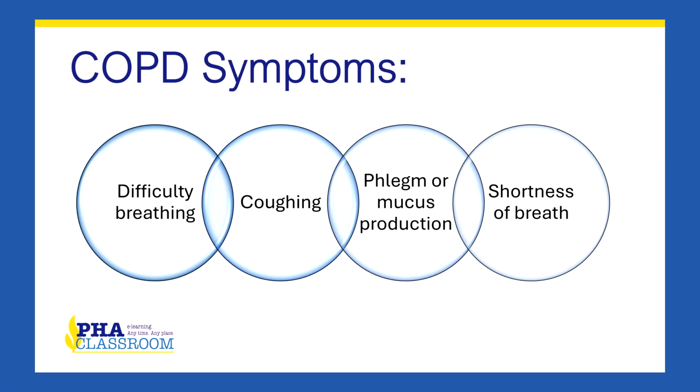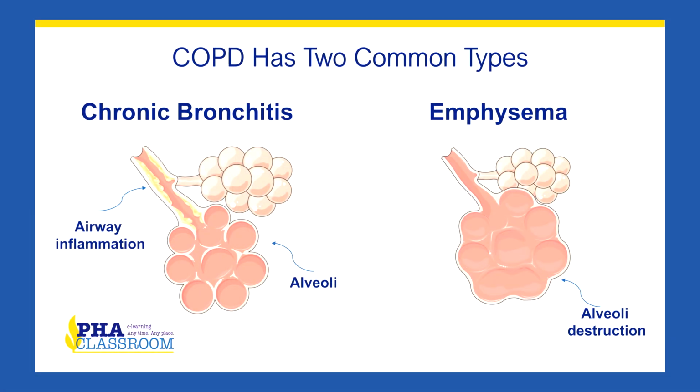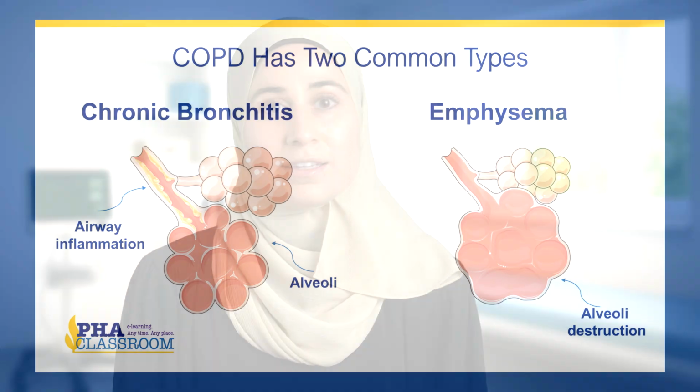COPD symptoms are wide. They include difficulty breathing, coughing, phlegm or mucus production, and shortness of breath, among many other symptoms. COPD has two common types, and you can see here cartoons depicting the two types. Chronic bronchitis, where there is inflammation in the airways and mucus collecting, and emphysema on the right side, which shows destruction of the alveoli or air sacs of the lungs.